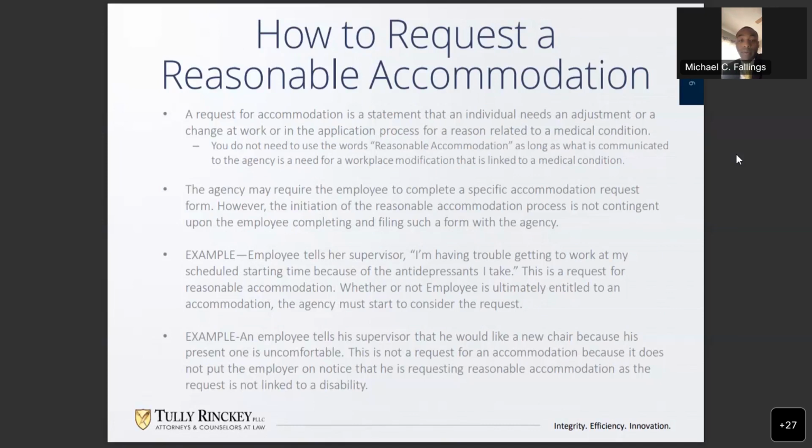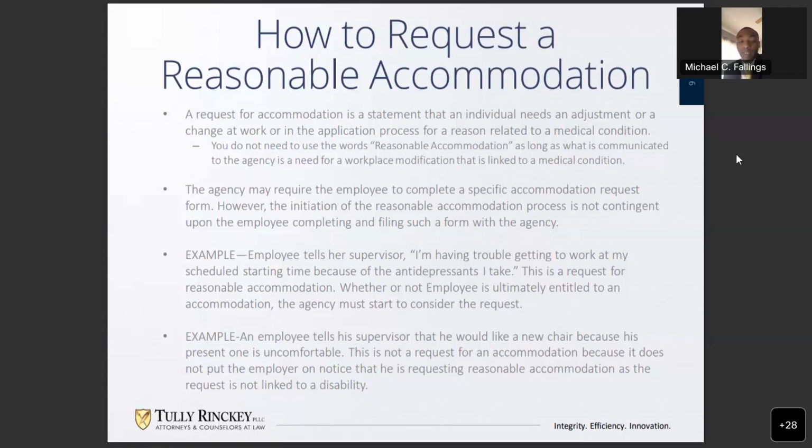The agency may require specific forms for you to complete for a reasonable accommodation, but you obtaining a reasonable accommodation is not contingent upon you completing or filling out such forms. Again, the requirement is you make your employer, your supervisor, HR, or the reasonable accommodation office aware that you need an accommodation and you're linking that to a physical or mental impairment, a disability. So I provided some examples here. If an employee tells the supervisor, I'm having trouble getting to work at my scheduled start time because of the antidepressants I take, this could qualify as a reasonable accommodation request.